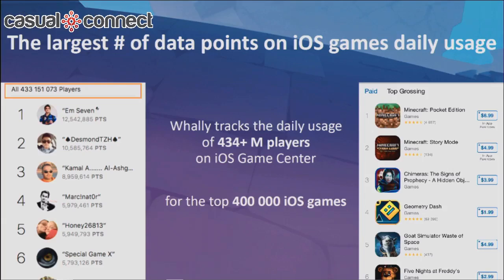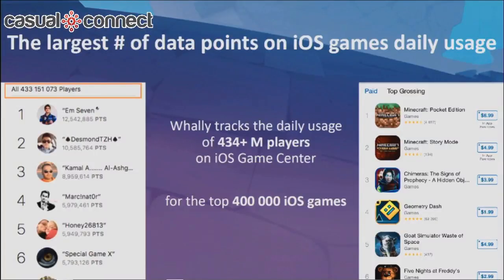Our goal today is, last but not least, to give you a rough overview of what happened within the last 12 months on iOS with casual games. We are on a mission of building the largest sample of data points in terms of usage for iOS games. And how we do that: we collect public data. We are fetching the usage of 444 and growing million players daily across 400K games in the app stores.